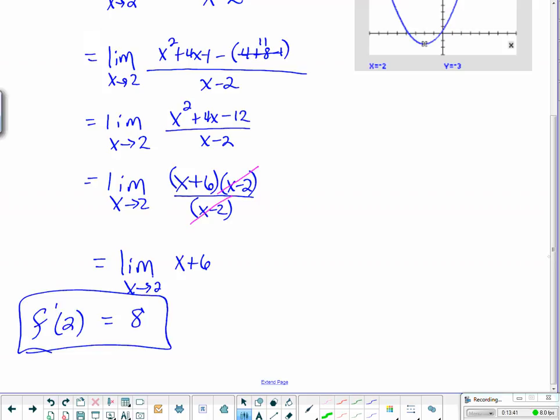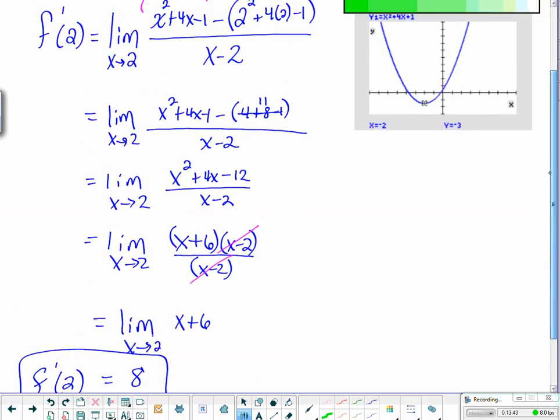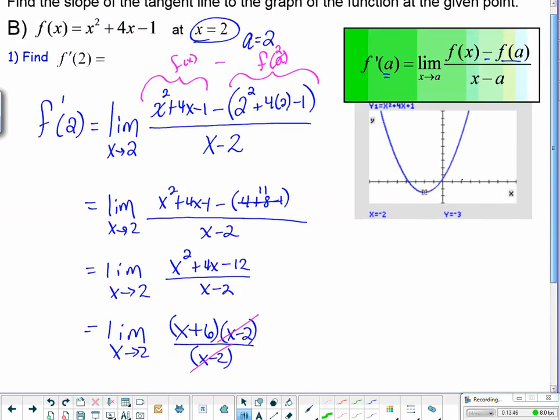What does that look like when we go over to the graph? At 2, if I travel up to 8, 1, 2, 3, 4, 5, 6, 7, 8, should be like right here. I have a tangent line that skims by there, and f prime of 2 equals 8. It tells me the slope of that tangent line is 8. The slope of the tangent line at x equals 2 is 8. So up 8 over 1 type idea.